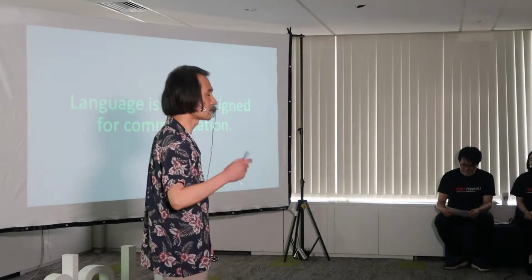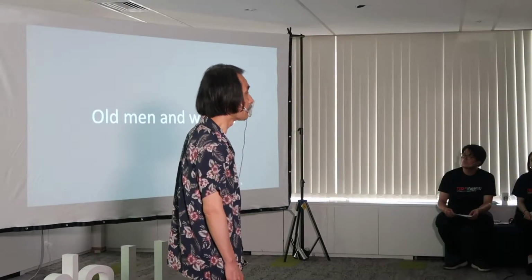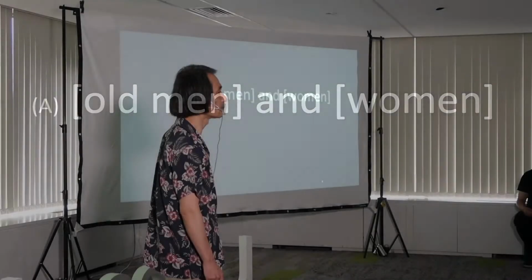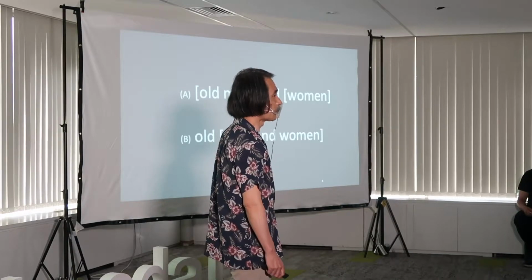So first of all, language is not structurally designed for communication. A couple of examples from the English language should suffice to understand this point. Old men and women. Did you know that this simple phrase is ambiguous? Actually, it has two meanings. The first meaning is this: old modifies only men. It doesn't modify women, so we don't know if the women are old. And the second meaning is this: this time, old modifies both men and women. So this time we know that both of them are old.